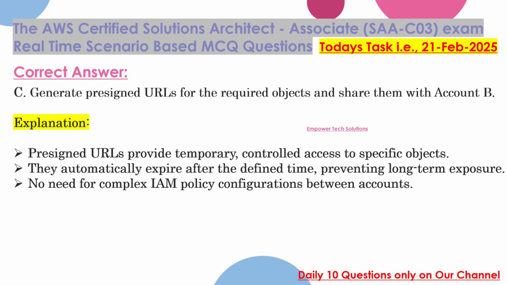Correct answer: C. Generate pre-signed URLs for the required objects and share them with account B. Explanation: Pre-signed URLs provide temporary, controlled access to specific objects. They automatically expire after the defined time, preventing long-term exposure. No need for complex IAM policy configurations between accounts.